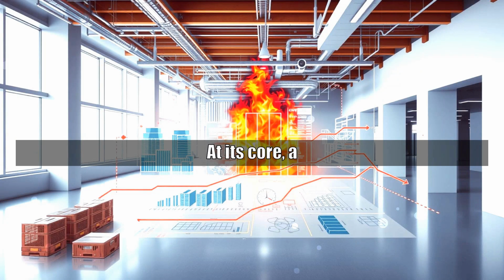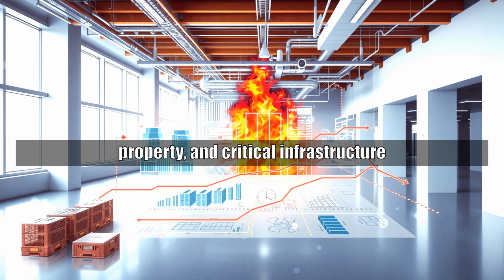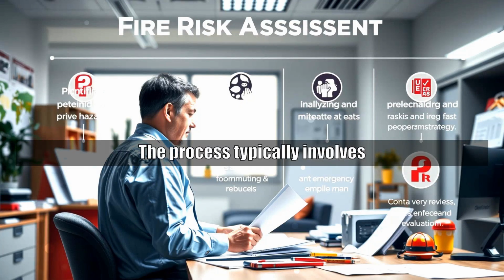At its core, a fire safety risk assessment provides a structured, evidence-based approach to safeguarding lives, property, and critical infrastructure. It applies to all types of buildings, from residential and commercial to industrial and institutional settings. The process typically involves 5 major steps: identifying fire hazards, identifying people at risk, evaluating and reducing the risks, recording findings and preparing an emergency plan, and reviewing and updating the assessment regularly.